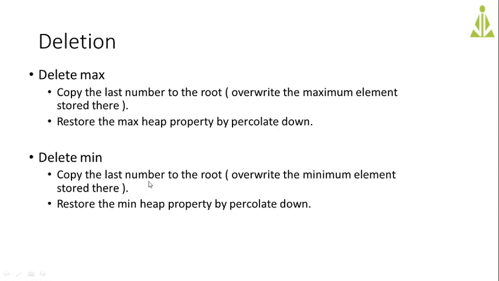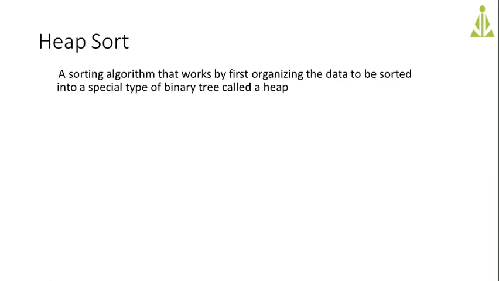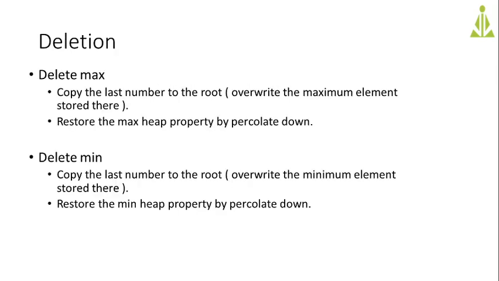Copy the last number to the root, overwrite the minimum element stored there, restore the min heap property by percolate down, going down. Now we will see the heap sort. Till now we saw what a heap is, how to insert data in the heap, how the heap properties should be managed, and how to delete.